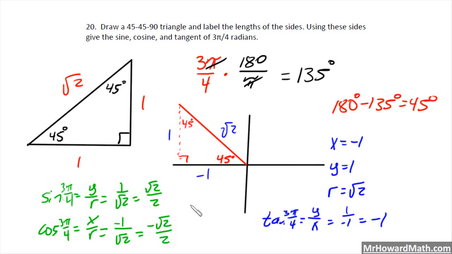So we have sine of 3 pi over 4 is square root of 2 over 2, positive. Cosine of 3 pi over 4 is negative square root of 2 over 2. Tangent of 3 pi over 4 is -1.